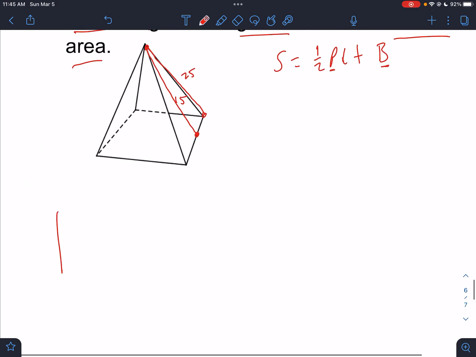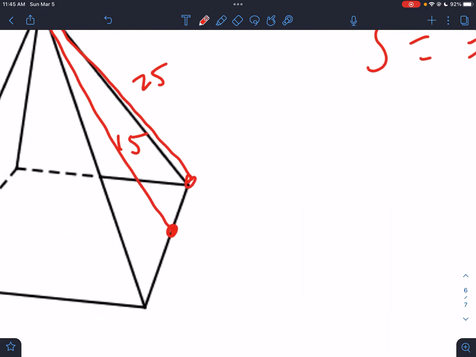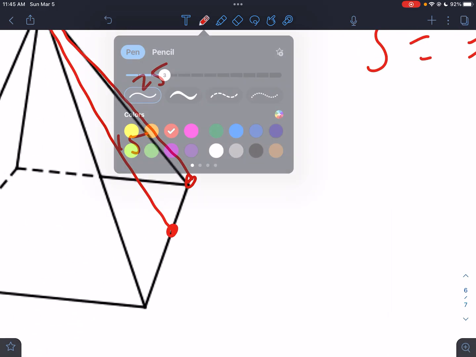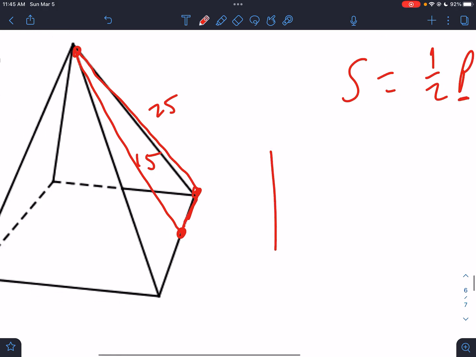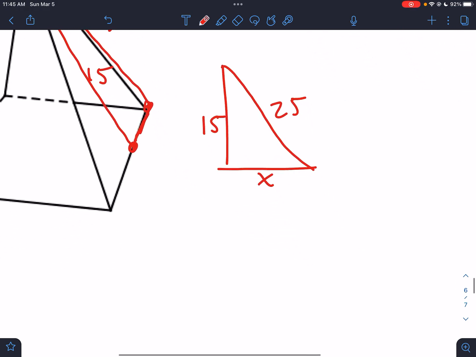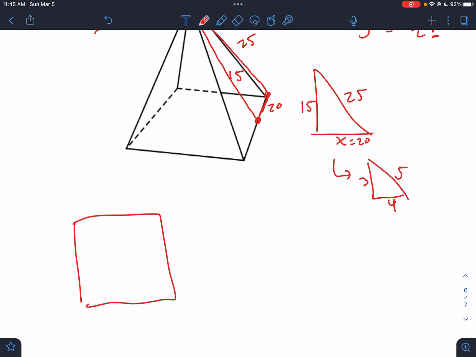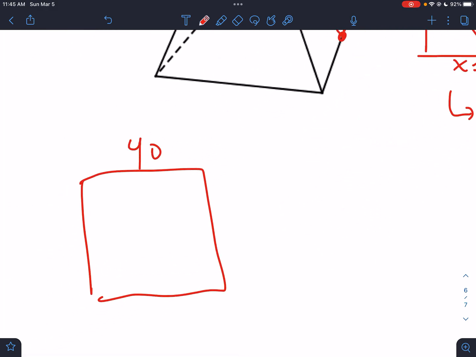So if I draw just the base, we actually don't know any measurements on the base, okay? So we need to use our right triangles that we talked about earlier. If we connect this, we have a right triangle here where 15 is the slant height, 25 is the lateral edge, and we can do Pythagorean theorem to get the missing side. I would reduce, divide by 5. This would be a 3, 4, 5 triangle, which means that's 20. That means this length is 20. So what does that mean on my square? The entire side would be 40.